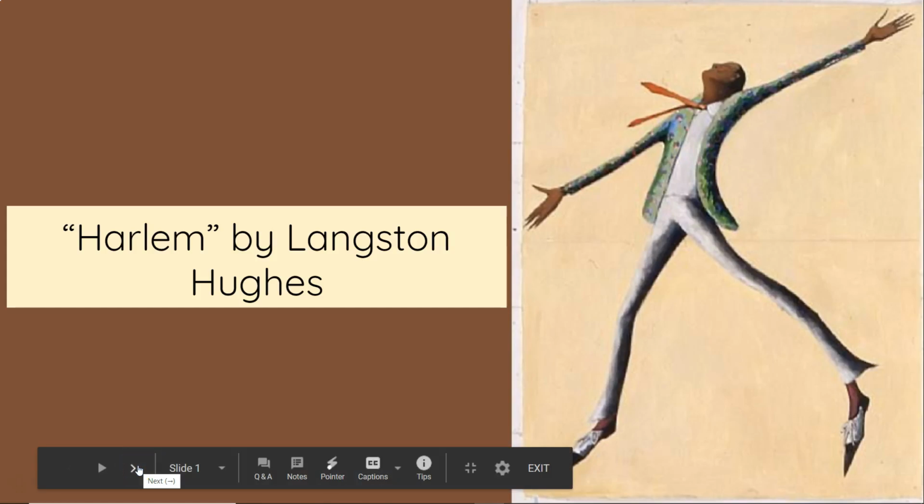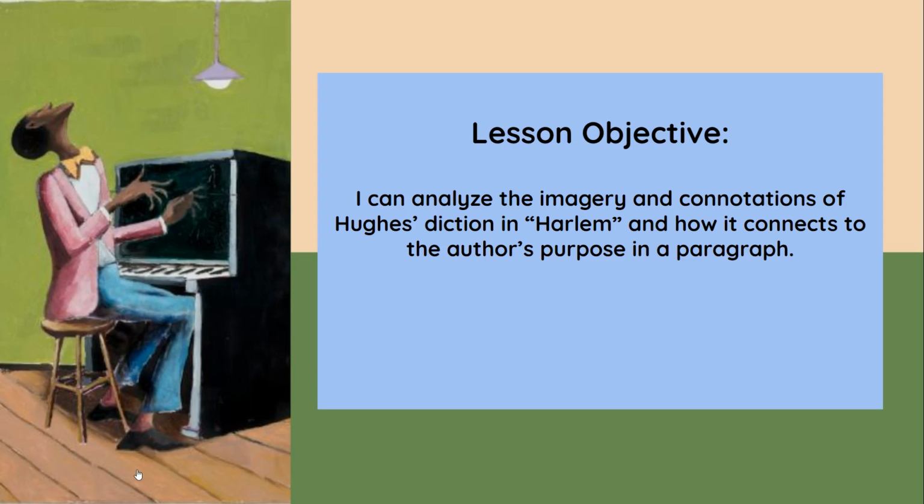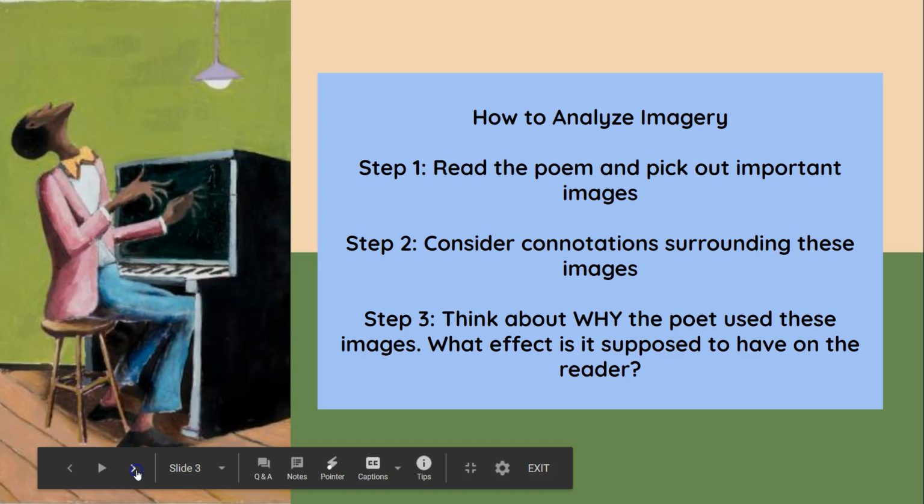Today we're going to be reading Harlem by Langston Hughes, analyzing it, and then writing our analysis paragraph. So our objective today is to analyze the imagery and the connotations of Hughes's diction in Harlem and how it connects to the author's purpose as we write a paragraph.